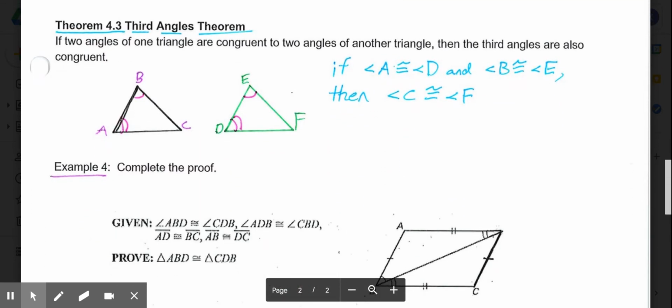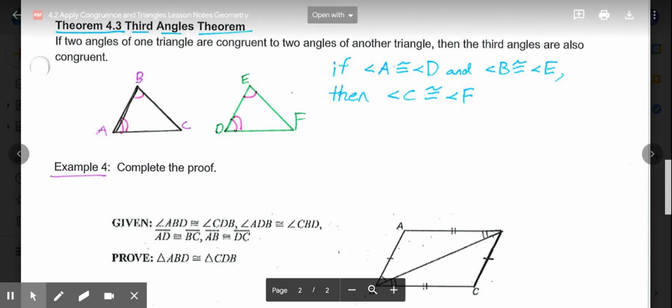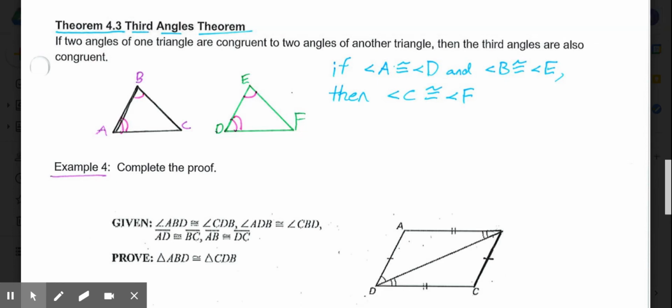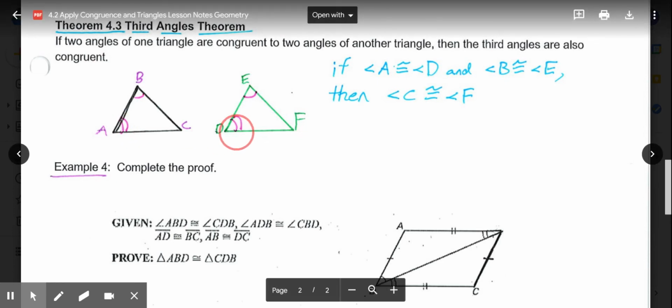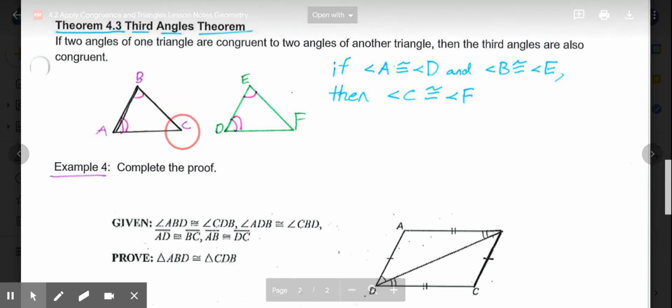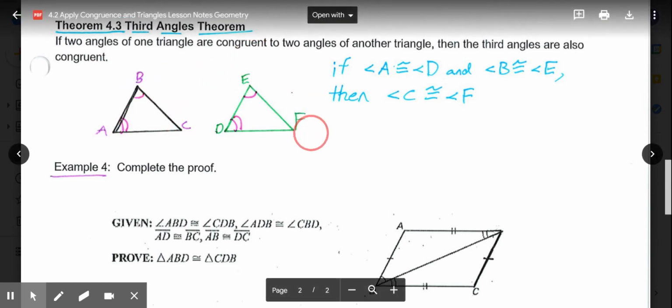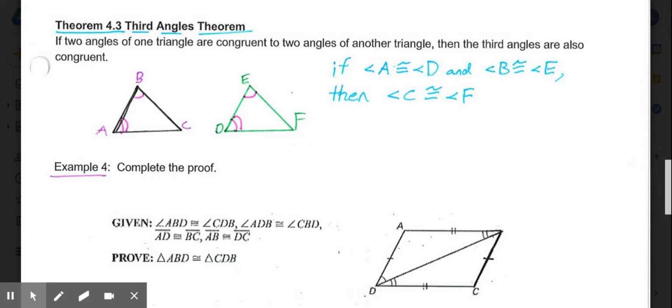Then we get to our new theorem for this lesson, theorem 4.3, which is the third angle theorem, which states if two angles of one triangle are congruent to two angles of another, then the third angles are also congruent. So if we look at my two triangles here, if angle A is congruent to angle D and angle B is congruent to E, then we know angle C is congruent to angle F.